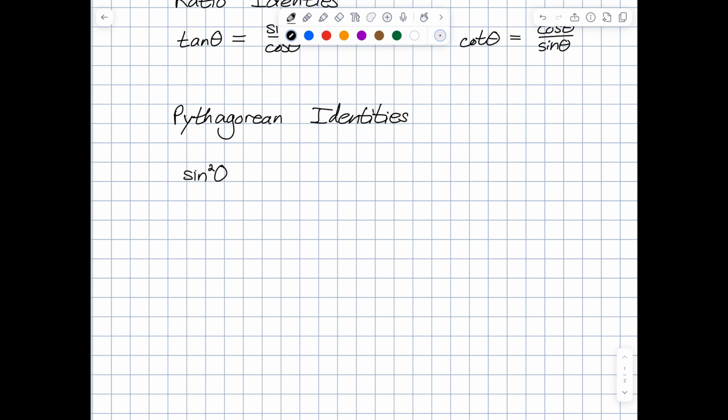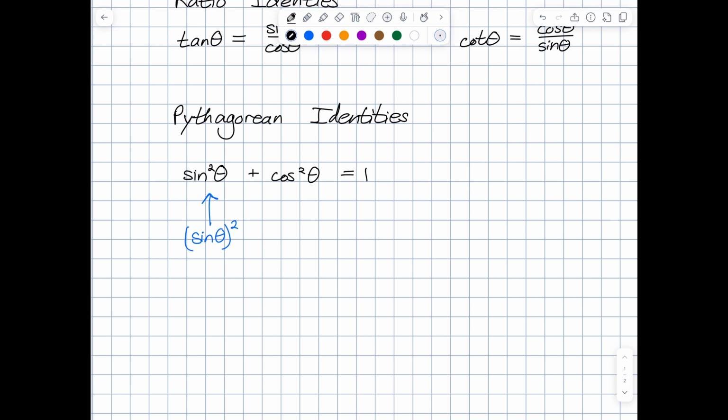And let me make a quick note. When we write it like this, we really are meaning this. We just move the 2 for convenience so we don't have to deal with parentheses. So it's sine squared plus cosine squared is equal to 1. For the next 2 Pythagorean identities, you can just manipulate this one.